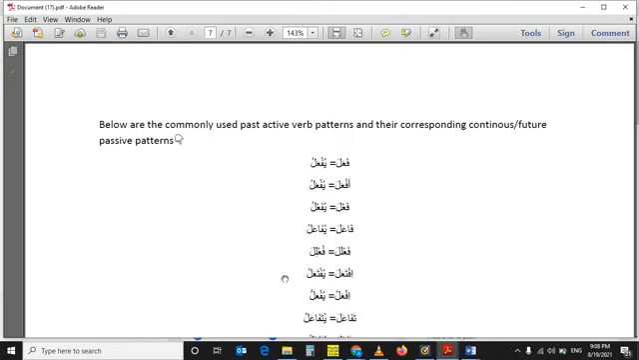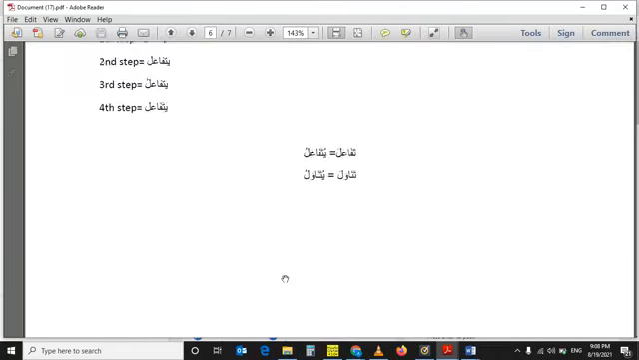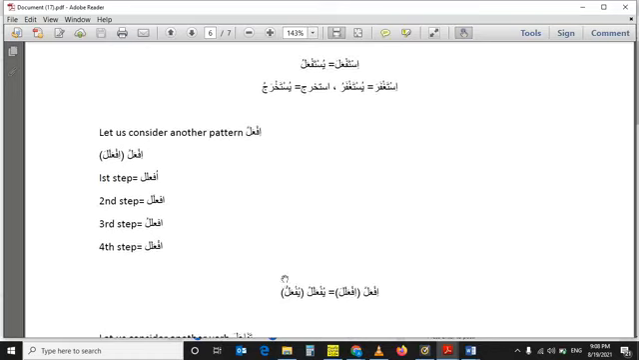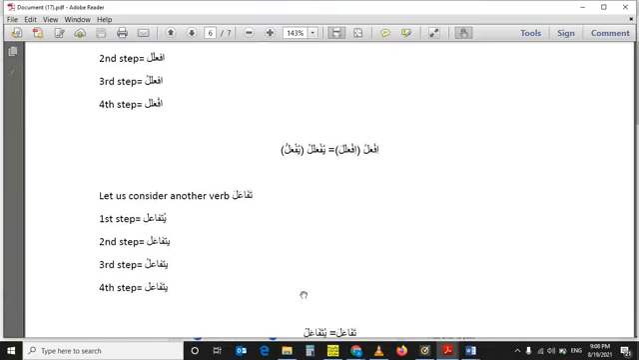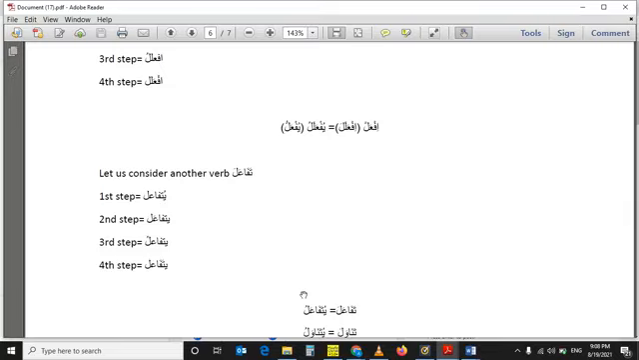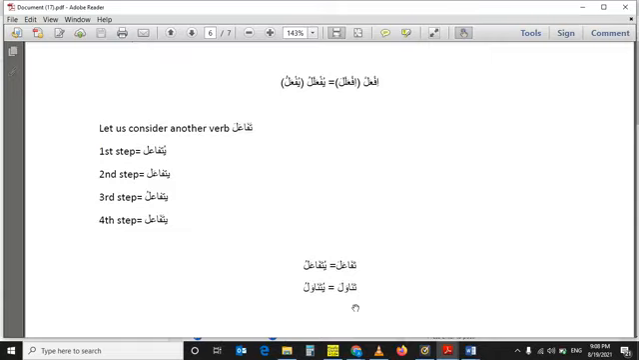So if'alla, and we know that if'alla is like if'alala. So if'alala, following the same pattern, we get yuf'alalu. Then when the two lams are combined, it becomes yuf'alu. We also have tafa'ala. Following the same pattern, the first alphabet, harful mudara, takes dhamma, and the second to the last alphabet takes fatha. Every other thing remains the same way they are. The last alphabet should take dhamma because it's mudari. So tafa'ala, we have yutafa'alu.